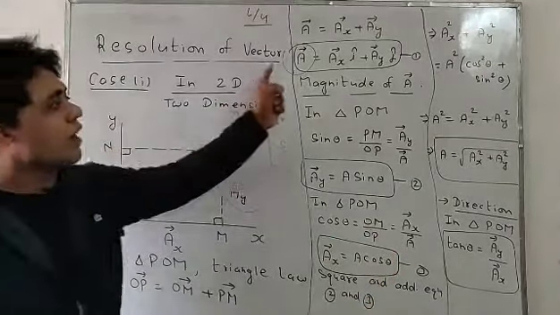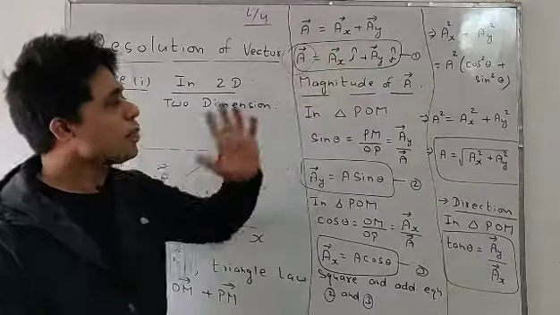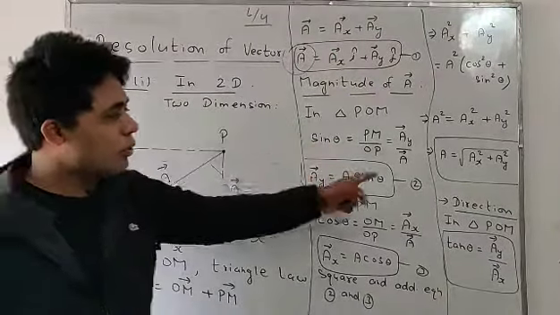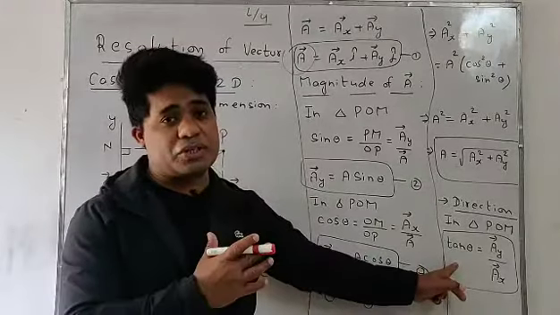So yes, we can divide the vector in 2 parts. We proved that first of all, and then we found its magnitude, and then we found its direction. Okay students.